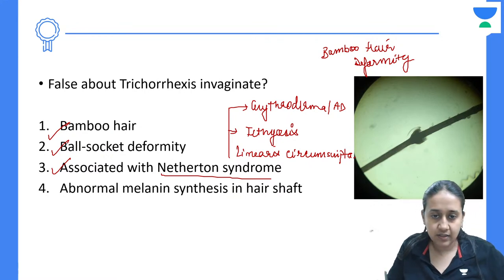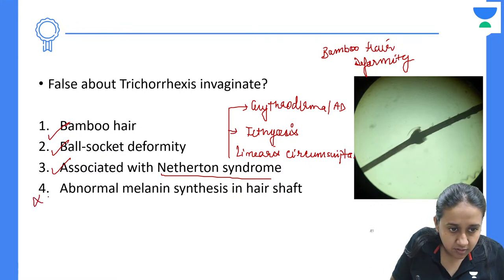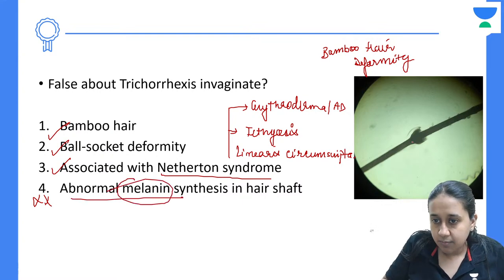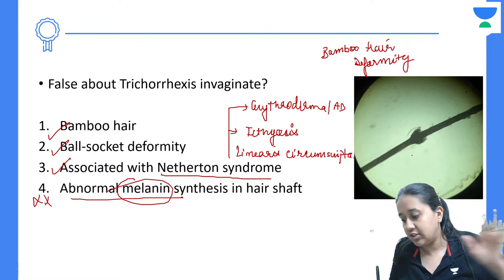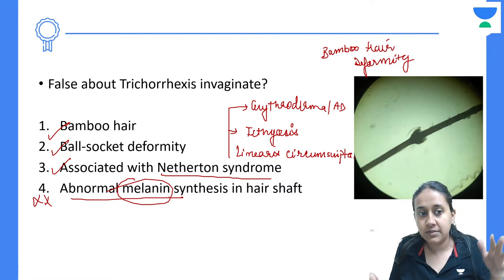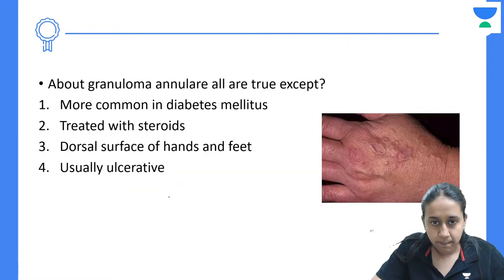Okay, ichthyosis linearis circumscripta. Now, the question which is wrong here is, there is no problem in the melanin. The problem is in the hair shaft structure. The melanin is absolutely fine, and that is why option number 4 becomes incorrect.